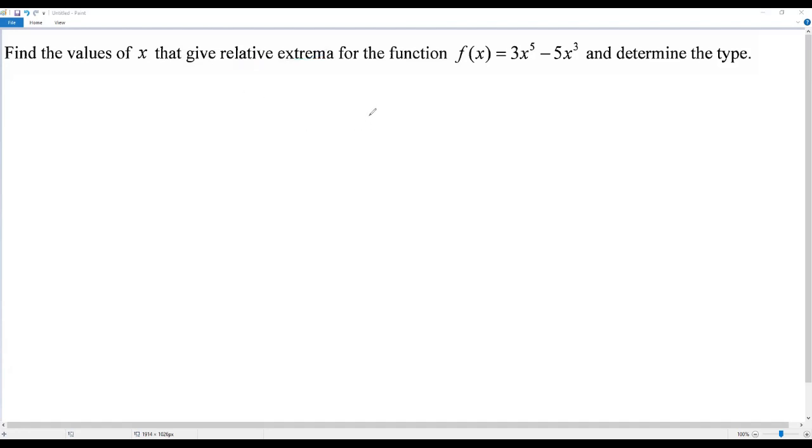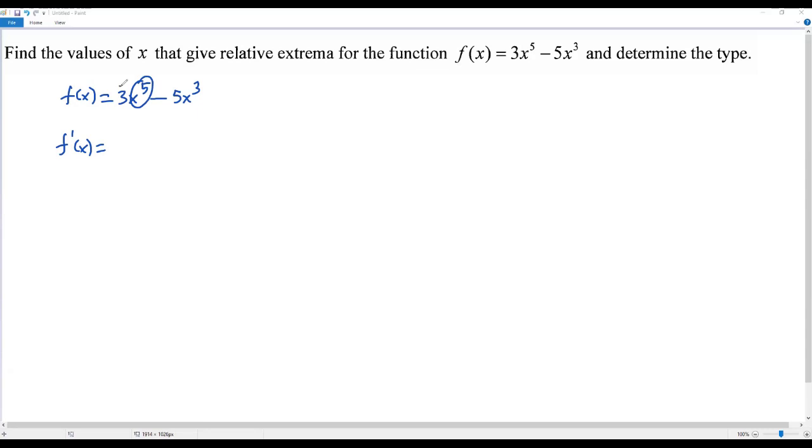Okay, so for that we have to find the critical numbers, that is, the values of x at critical points for the given function. For that, I have to find the first derivative of the given function. Let me write the given function as it is: f(x) = 3x^5 - 5x^3. So let's find the first derivative, f'(x).